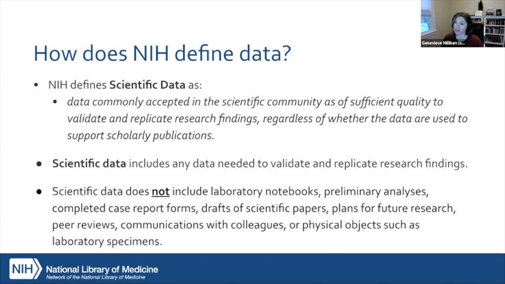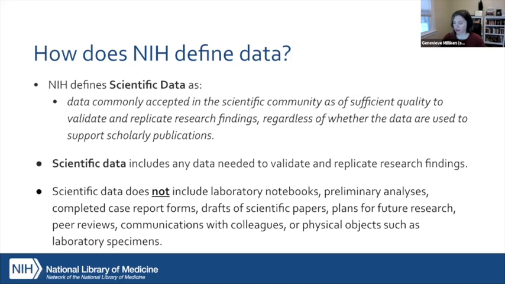Some of the things that it does not take into account, which I think Lisa also mentioned, are things like laboratory notebooks, preliminary analysis, case report forms, drafts of scientific information, future studies, peer reviews and communications, or physical objects. So a lot of these are not easily digitized, and analysis may be a little bit harder. So that's not necessarily considered data in the NIH's view.